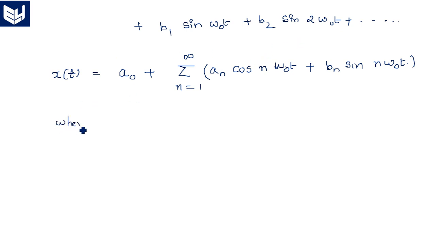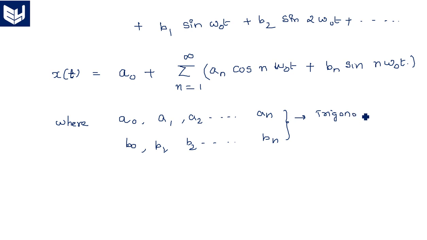Where a naught, a1, a2 and so on, an, b naught, b1, b2 and so on, bn are the trigonometric Fourier coefficients. Now, this is your trigonometric Fourier expansion for a given signal x of t.